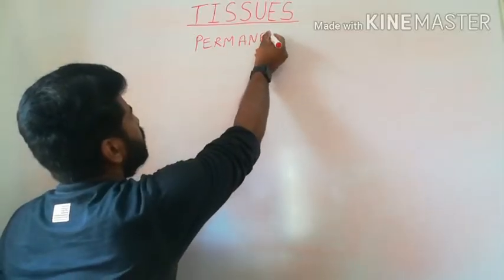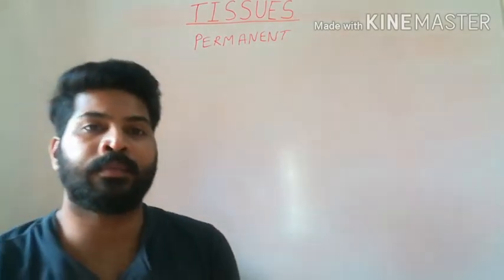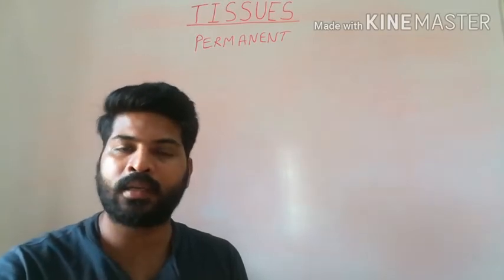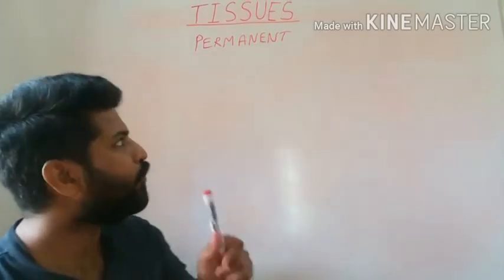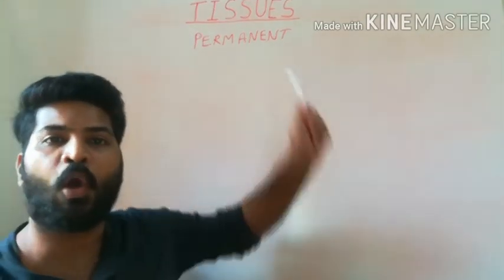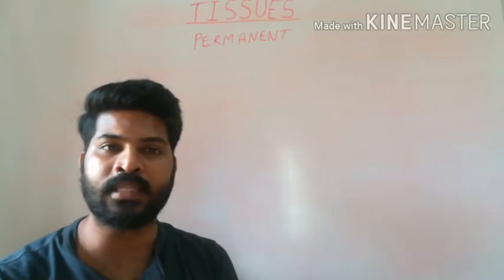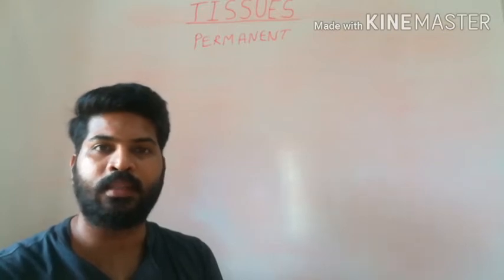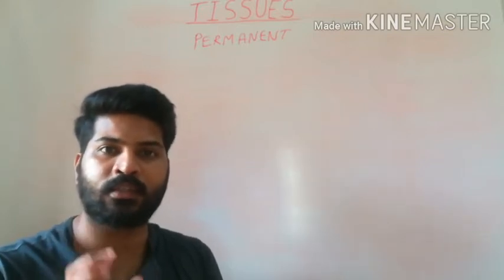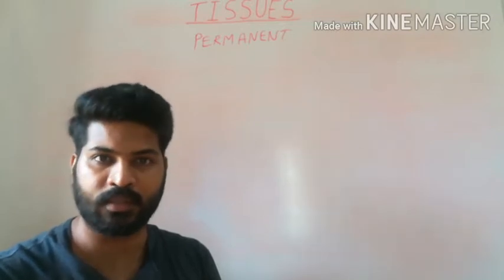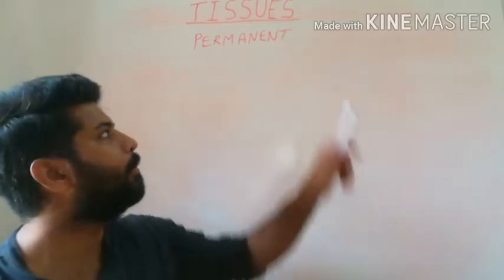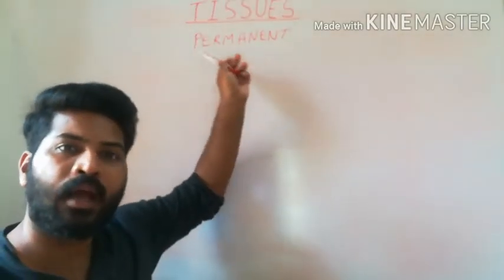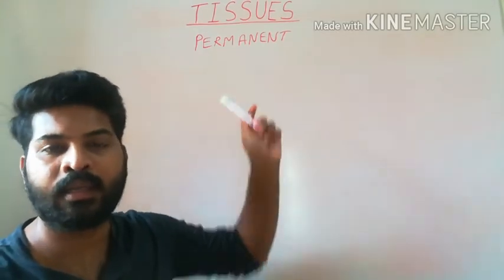The second type of tissue is permanent tissues. The question is, if the growth of the plant is due to meristematic tissues, then from where do permanent tissues originate? The answer is very simple. When the meristematic tissues acquire a specific structure and a specific function, they themselves become permanent tissues. Meaning, permanent tissues are the product of meristematic tissues.